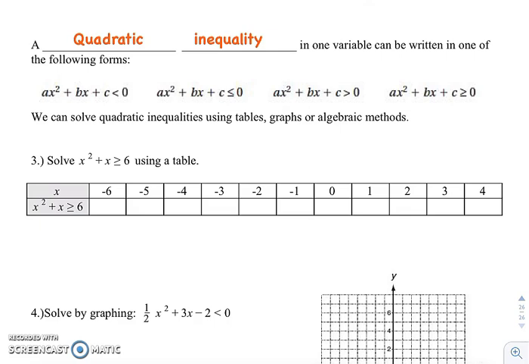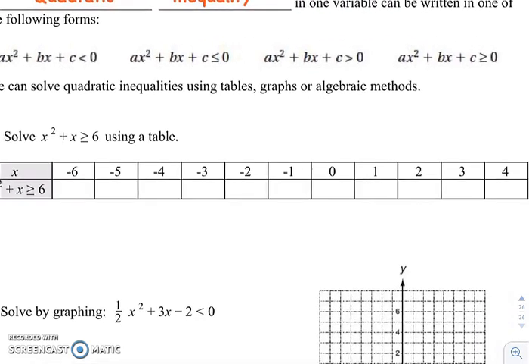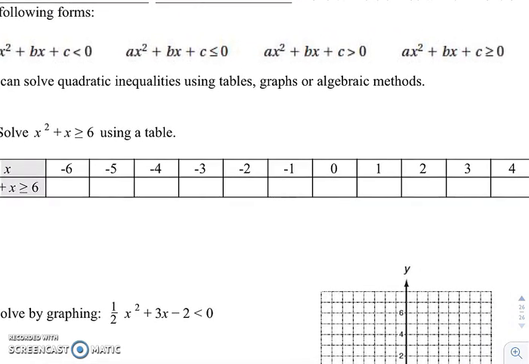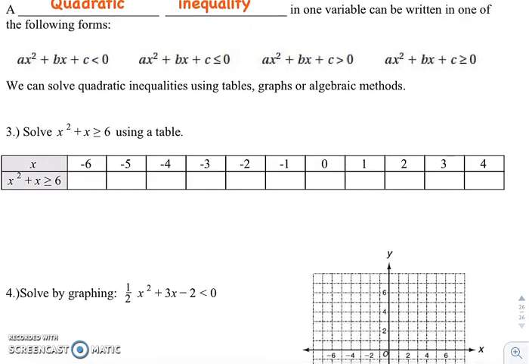So if it gives you the inequality x squared plus x is greater than or equal to 6, if you make a table, or if you are given a table and it asks you to plug the values in, all you do is plug the values in and see what you get. So if you guys were to plug in -6 into your expression there, you would get -6 squared plus -6. So you get 36 plus -6, which would be 30.